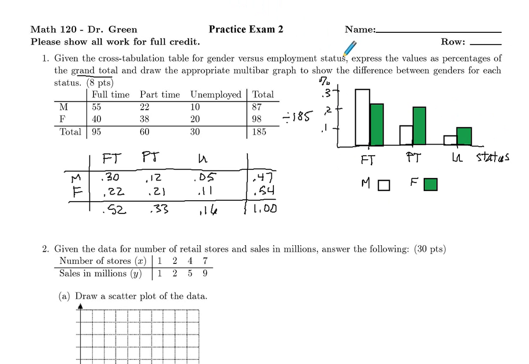Now, if I wanted to show not the difference in genders for each status, but the difference in status for each gender, then those words are saying gender would be your category, and then I'd have 2 groups of 3 bars. And remember, if you're doing row totals, then your rows are the categories. So actually, we've got 3 sets of 2 bars. If I was doing column totals, percent of column totals, then the columns would be my groups. So my bar graph would look similar to this: 3 groups of 2.